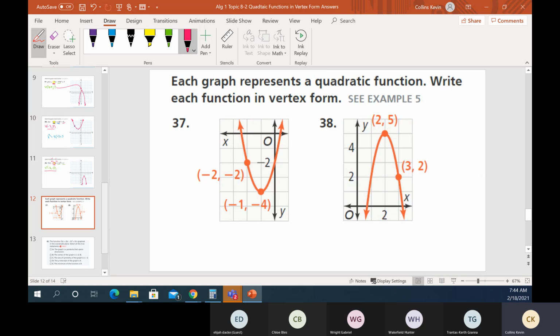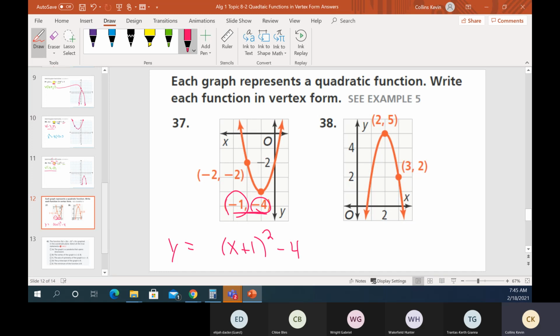So it says each line represents a quadratic function. Write each function in vertex form. Okay. So here's our vertex, right? So if we're writing vertex form, we're going to have y equals some version of x squared. Switch the sign on this guy, so he becomes x plus 1 squared, right? And this guy we just leave alone, -4.